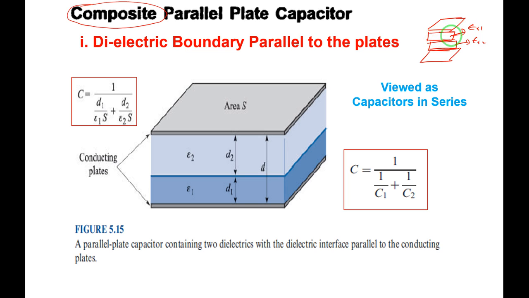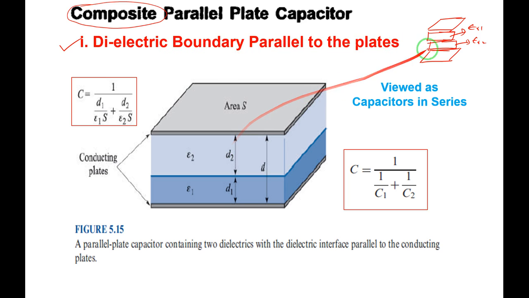This dielectric material is different, and there can be more than 2, maybe 3, 4, n numbers of dielectrics between the two plates. We will restrict our study here. There are two cases. First we'll study the dielectric boundary parallel to the plates.